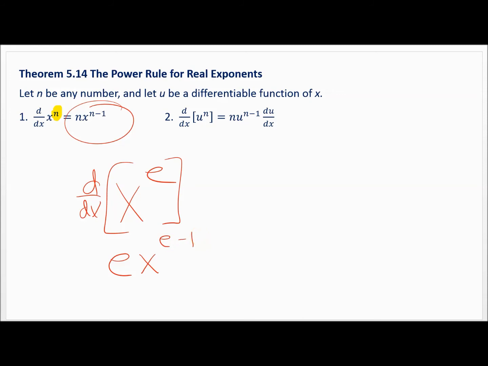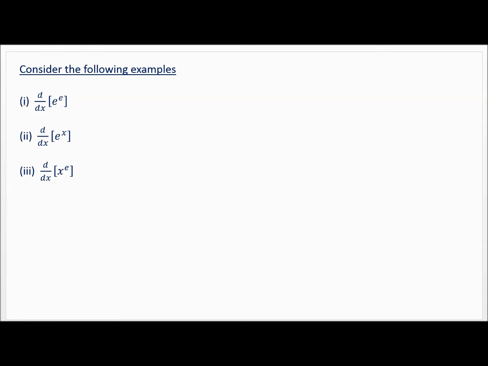Okay, so let's go back to where we were. There it is. So one more time, the derivative of x to the e, you're just using the power rule, is equal to e times x to the e minus 1 power. Next problem, how about the derivative of x to the x? Now that looks a whole lot like the derivative of e to the e, doesn't it?